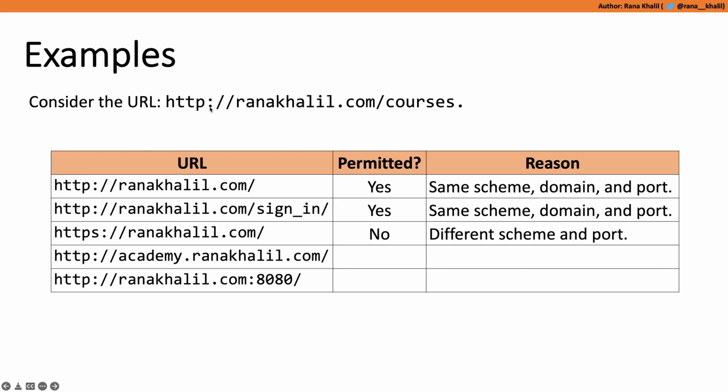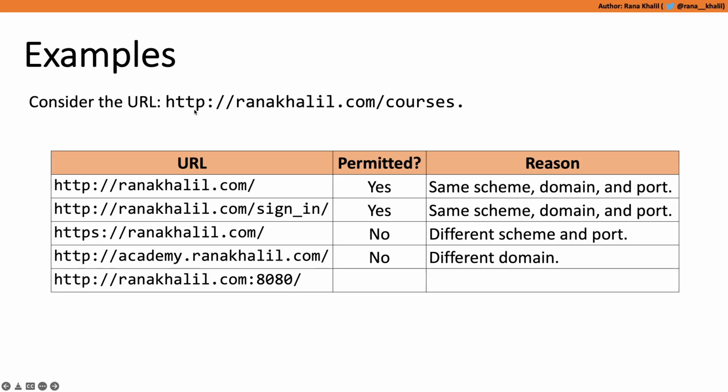So imagine my site over here is making a request to the site http://academy.renakhalil.com. Now, is this permitted by the same origin policy? The answer is no, because although they use the same protocol and the same port, the domain is different. In this case, it's renakhalil.com, whereas in this case, it's counted as academy.renakhalil.com. So it doesn't matter that it's a subdomain of the parent domain, it's still counted as a different domain, and therefore the same origin policy will not allow it to go through.